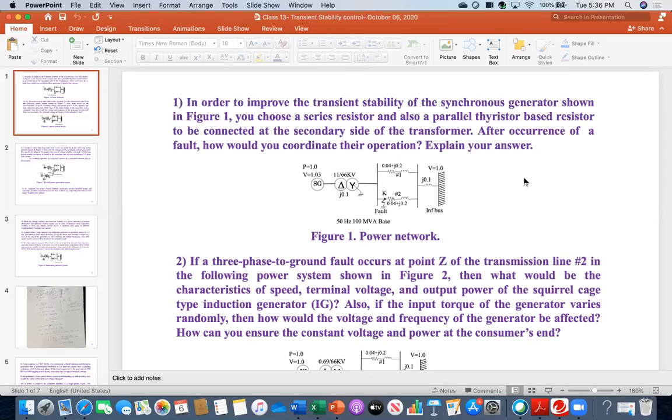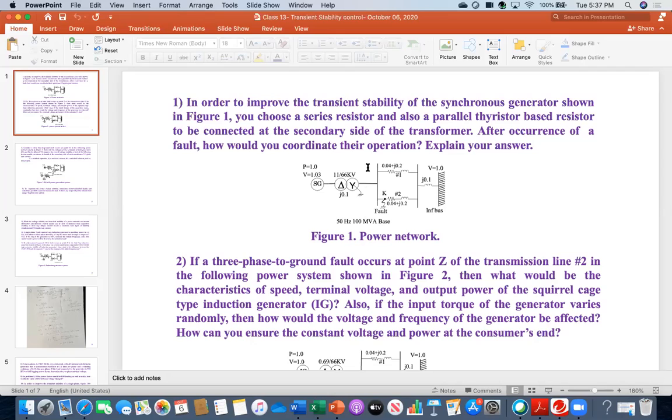Yes, Dr. Ali. Yeah. So there are two things. One is that series resistor, and then there is the parallel resistor, which is the braking resistor that we have been looking at for the last two to three classes. So how would you coordinate? Coordination means would you operate them simultaneously or one at a time? So the answer is one at a time. So I will coordinate their operation by first inserting the series resistor and then the parallel thyristor. This will be the answer. Therefore, the parallel connected device basically will control active power and the voltage will return back.